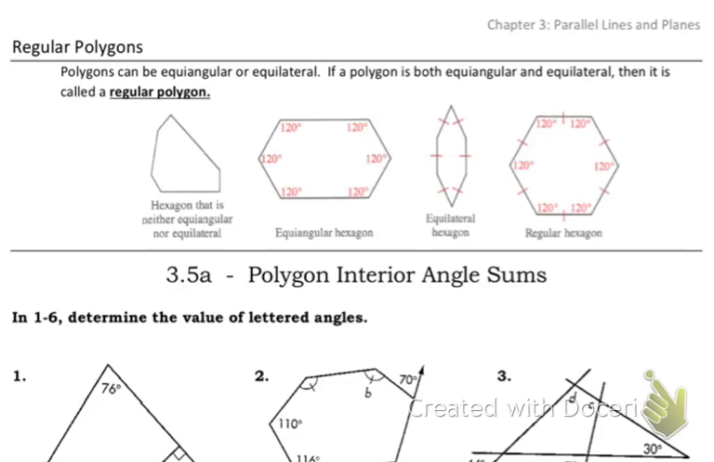All right, a regular polygon. We're going to talk more about this tomorrow. A regular polygon is one that is equilateral. That means all sides are the same, and equiangular. That means all of the angles are the same. We'll talk more about that tomorrow.